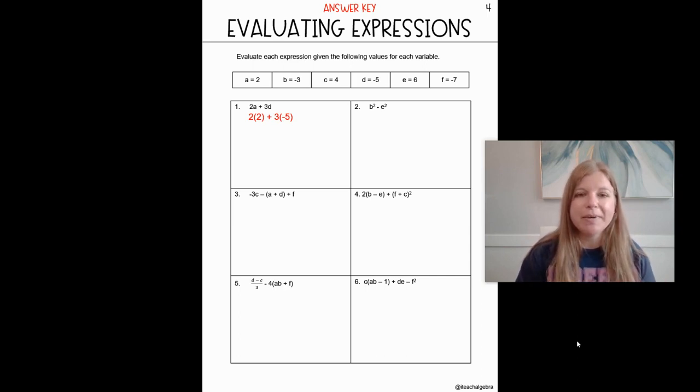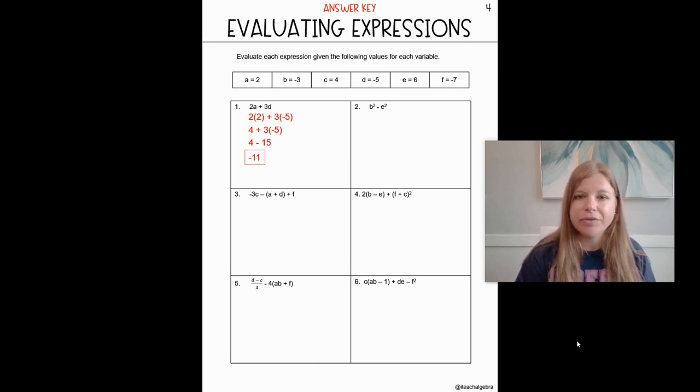Now I simply evaluate this. 2 times 2 is 4. 3 times -5 is -15, which then becomes 4 minus 15, and 4 minus 15 would give us a result of -11. Next one, B squared minus E squared.